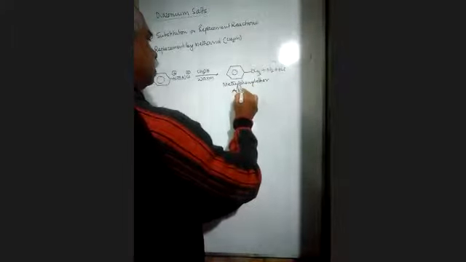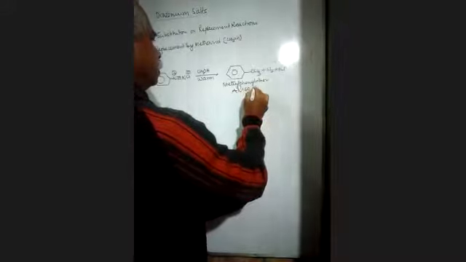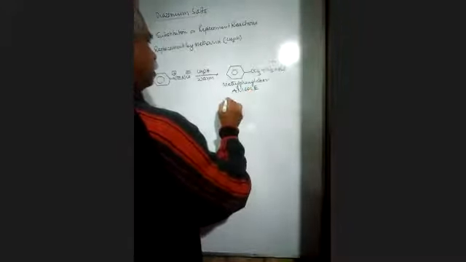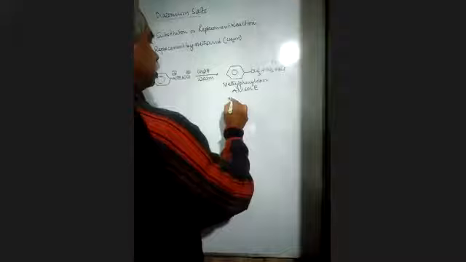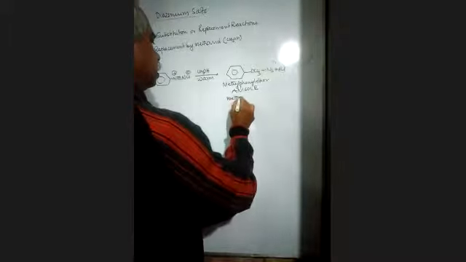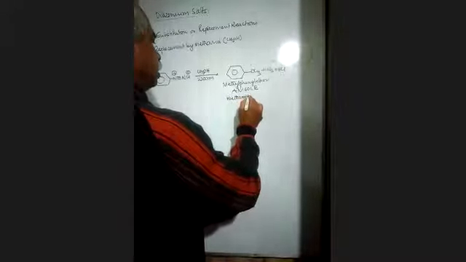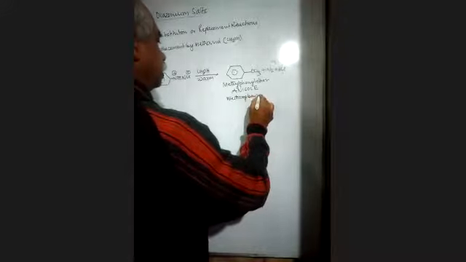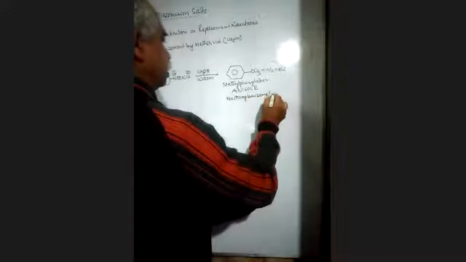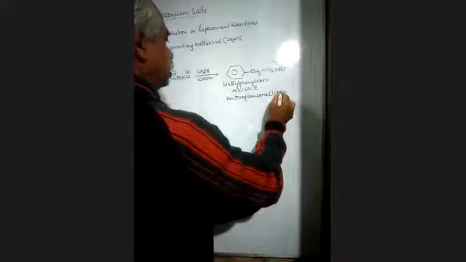It has also a very popular name. We call it anisole. And its IUPAC name is methoxybenzene. But the same reaction does not happen with ethanol.